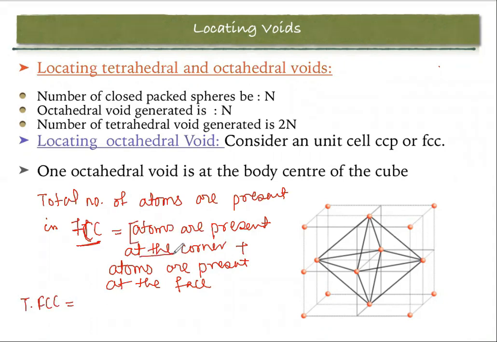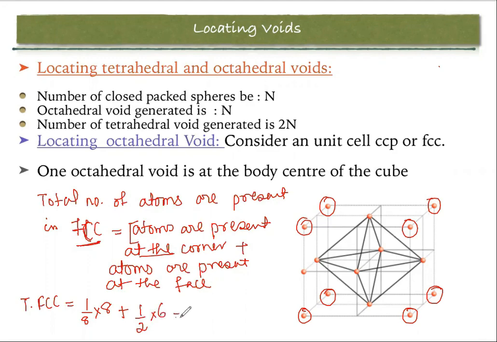If you calculate the total number of atoms in FCC, what is the contribution of an atom at the corner? It is 1/8 into 8, because a total of 8 corners are there: 1, 2, 3, 4, 5, 6, 7 and 8. Plus atoms are present at the faces. How many faces are there? A total of 6 faces. Each atom on a face contributes half, and 6 faces are there, so this will be 4 . So what is this 4?